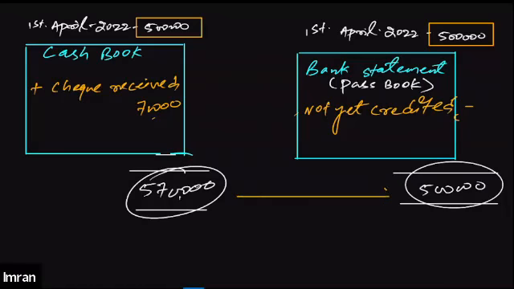So you are able to notice the difference, yes or no? There is a difference of 70,000. Why is it arising? Because a particular amount of check is recorded in the cash book. However, on the other hand, it is not recorded in the passbook. And this is causing a difference between the passbook balance and the cash book balance. All right. Is that clear, everybody?